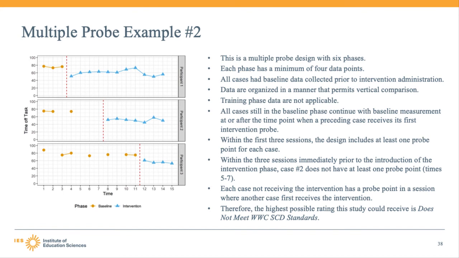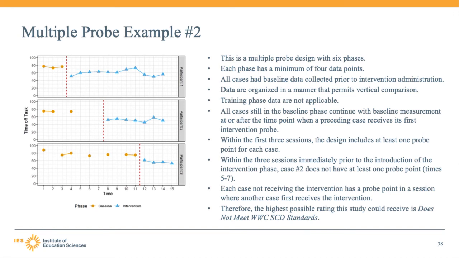Namely, Case 2 receives its first intervention probe at time 8, but does not have any baseline probe points in the 3 sessions prior to that at times 5, 6, or 7. Although Case 1 and Case 3 both have at least one probe point immediately prior to the introduction of their first intervention probe, since Case 2 does not, this design would not meet the criterion that all cases have at least one probe point immediately preceding their first intervention probe point.